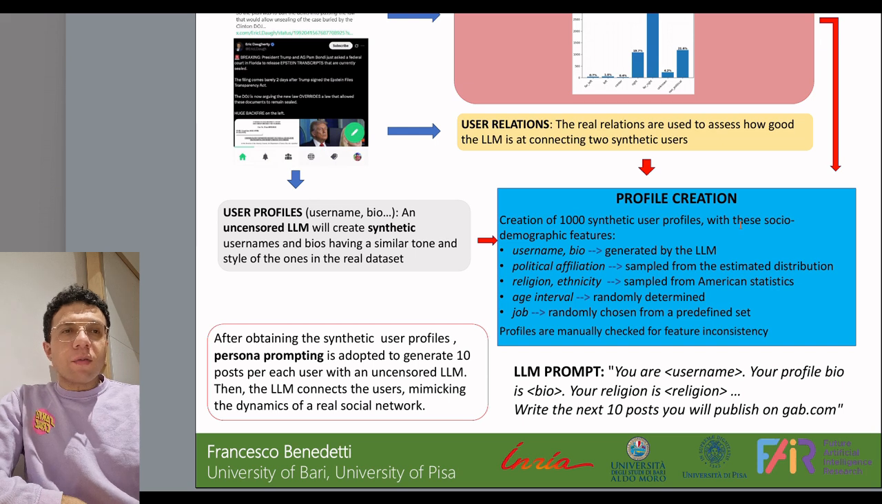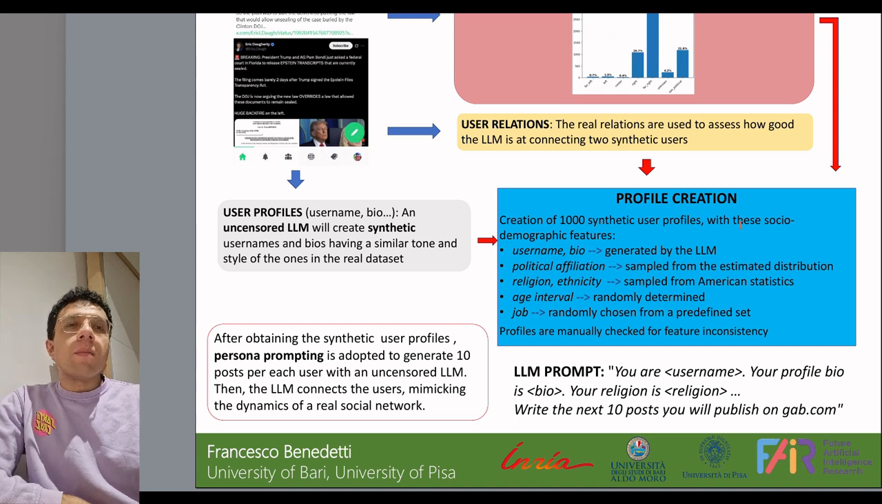Once the synthetic profile bios and usernames are obtained, the synthetic user profiles are enriched with features such as the political affiliation, replicating the distribution in the real dataset, age, profession, ethnicity, and religion. For the last two parameters, we match the distribution estimated by available statistics made on the American population.